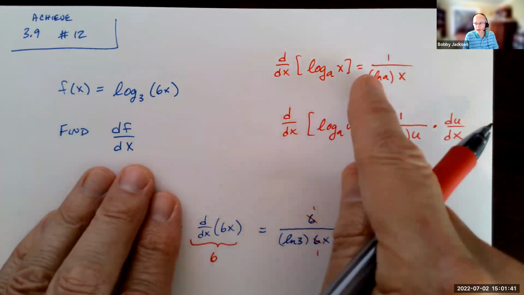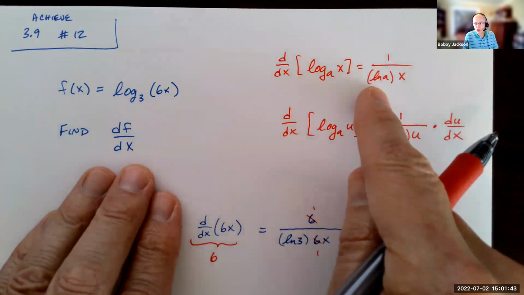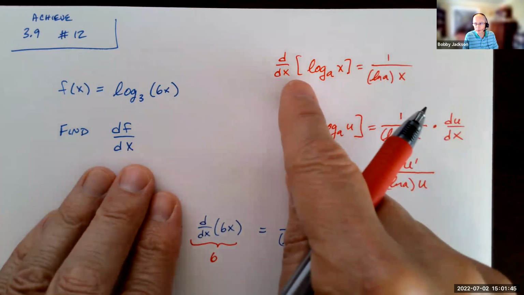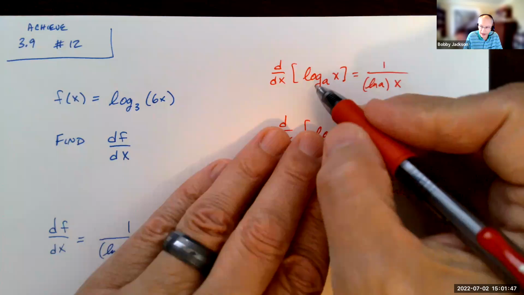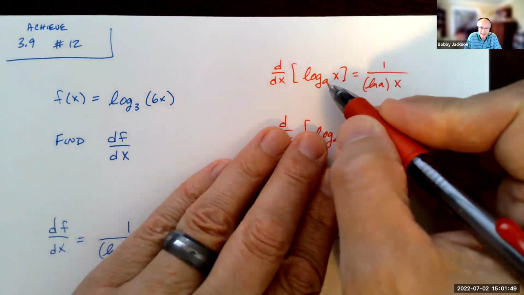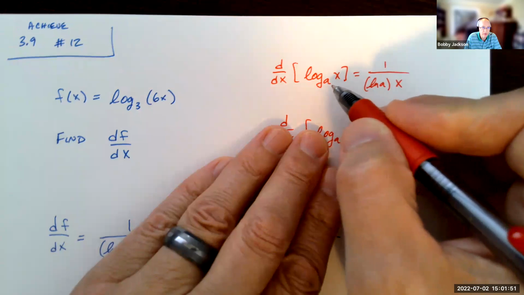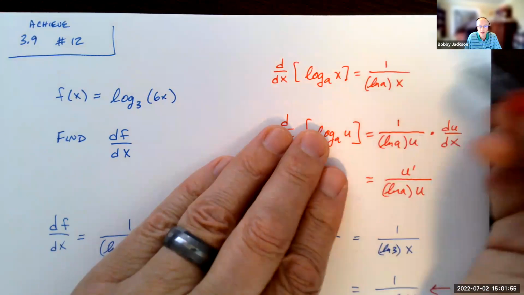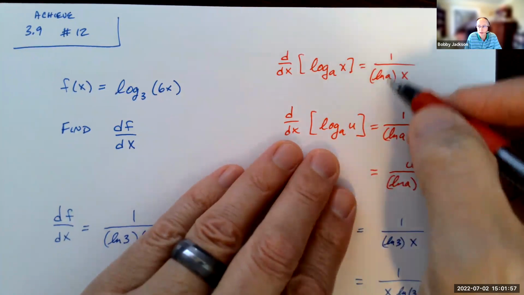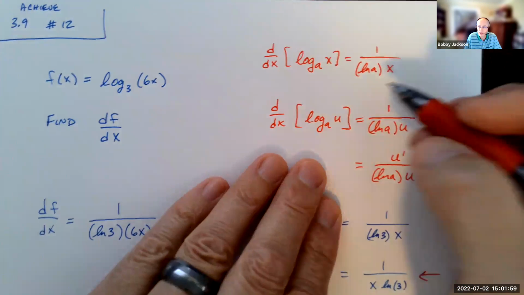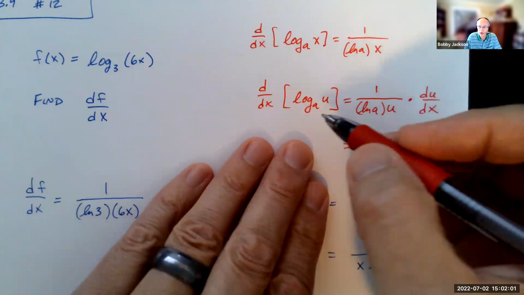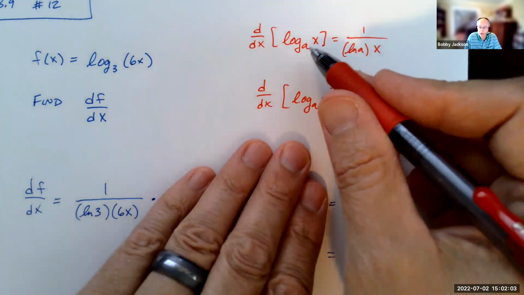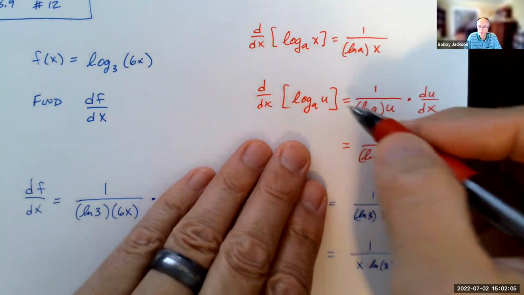Log base a of x, this is equal to 1 over the natural log of a times x. Keep in mind, if this is indeed the natural log, which is log base e, we know the derivative of natural log of x was 1 over x. This works because the natural log of e is 1, so we get 1 over x for that derivative in that particular case. But in general, this is the general logarithmic function rule.